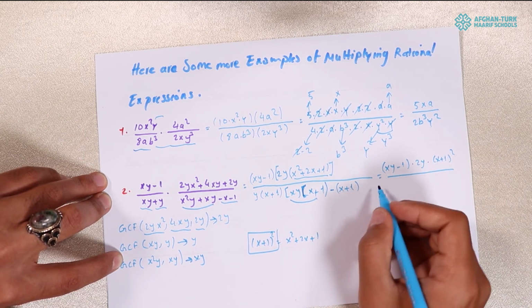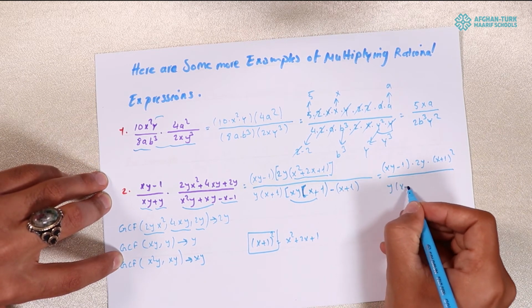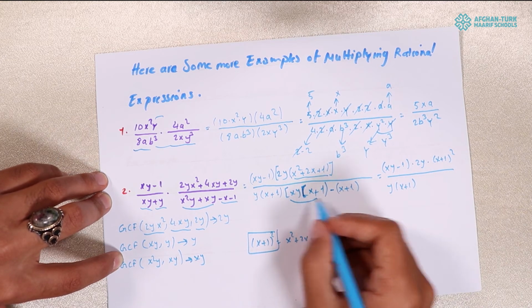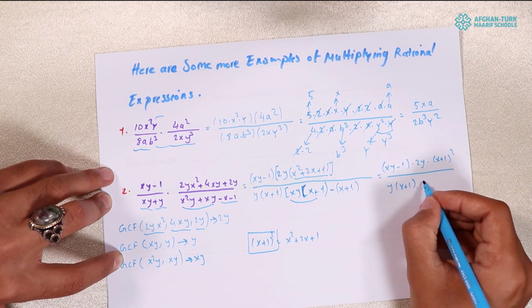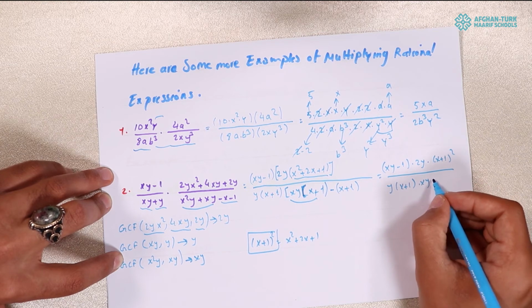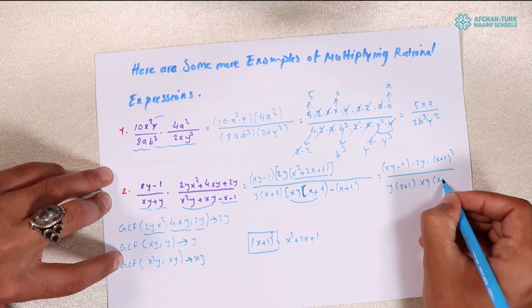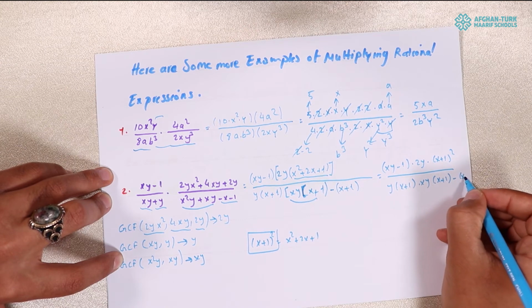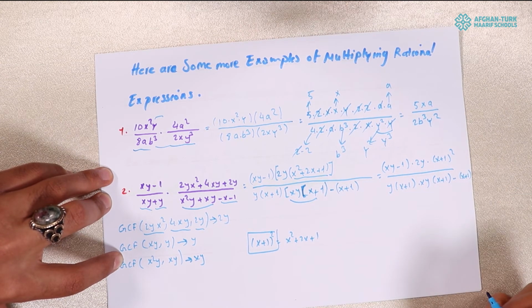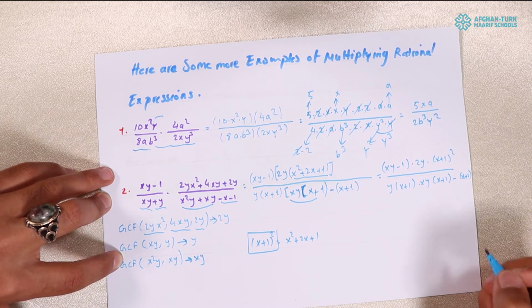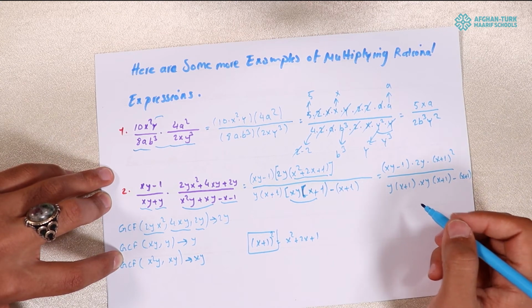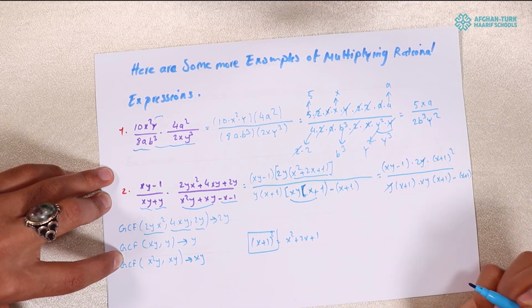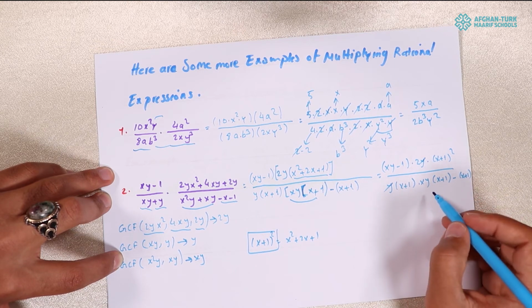From the denominator, we have y, we have x plus 1, we have xy times x plus 1, and also minus x plus 1. Am I right? Okay, so we can easily simplify it. y goes with this y. Okay.